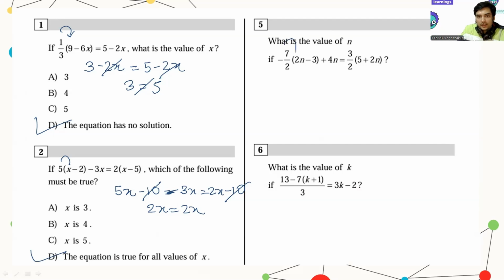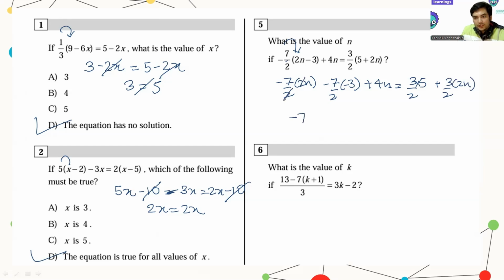So see, negative 7 over 2 multiplied by 2n, and then negative 7 over 2 times negative 3 plus 4n is equal to 3 over 2 times 5 plus 3 over 2 times 2n. So negative 7n, and minus minus will become plus 21 over 2 plus 4n is equal to 15 over 2 plus 3n, right?